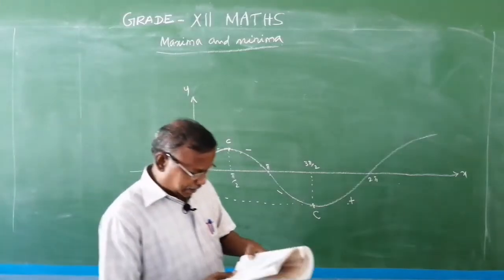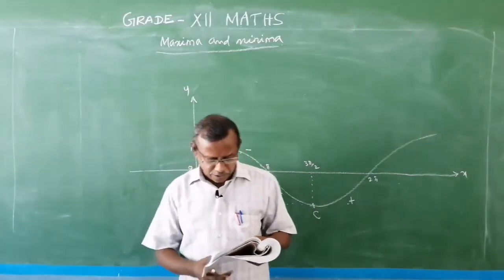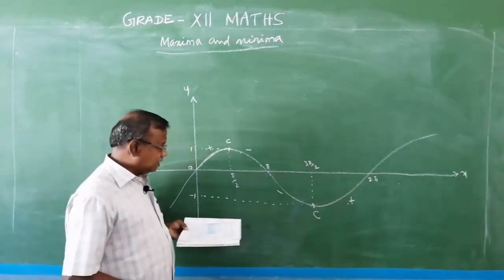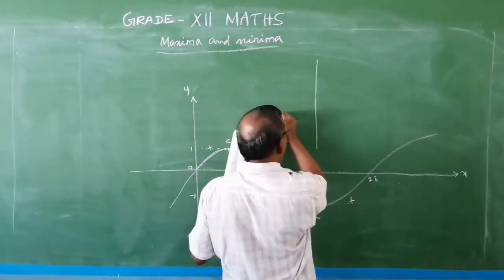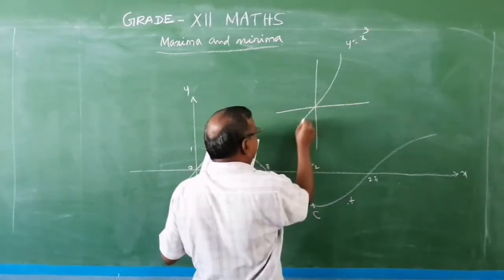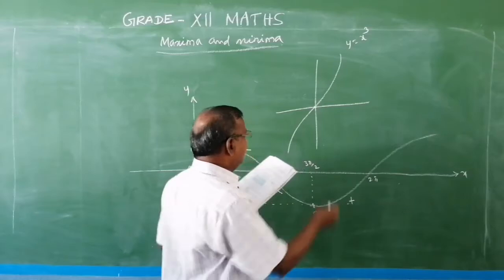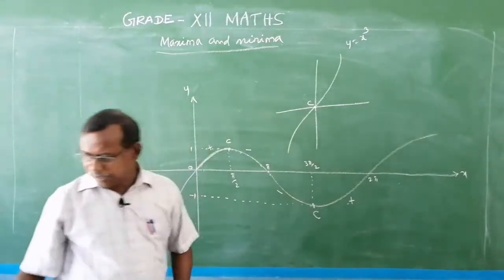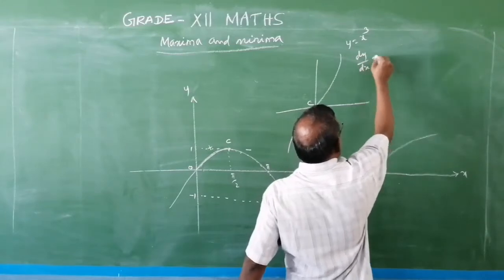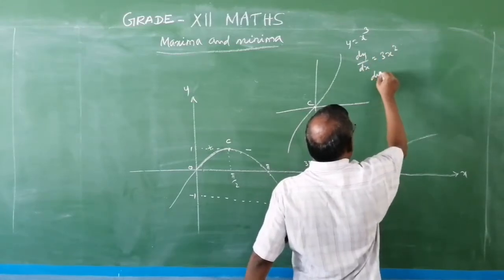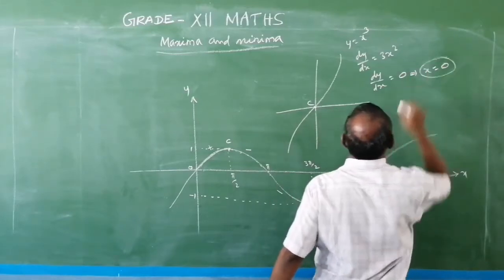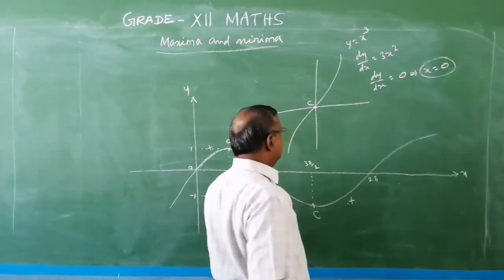And there is one third point. If f dash of x does not change its sign as x increases through C, consider the curve y equal to x cube, a cubical parabola, and there is a point C where the derivative is 0. That means dy by dx equal to 3x square, and dy by dx equal to 0 at x equal to 0. So, here the point is 0 at x equal to 0.